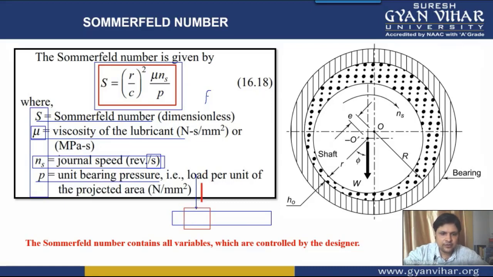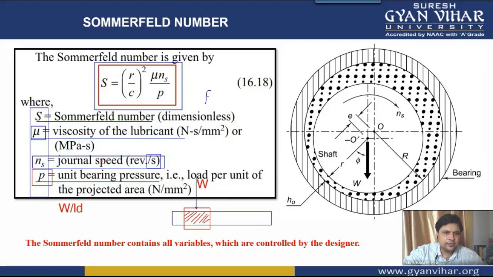For example, if the load is W, as we saw in the last lecture, and the projected area is L into D, meaning the length of the bearing into the diameter of the bearing, then W by LD will give you the value of the unit bearing pressure.